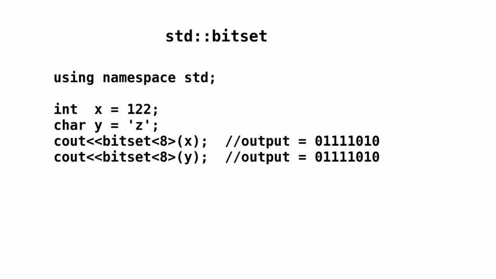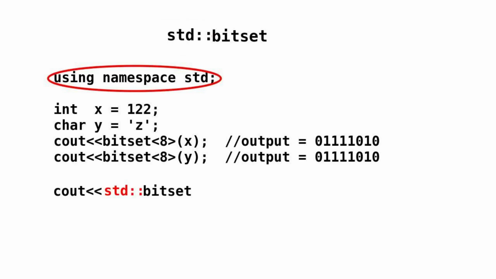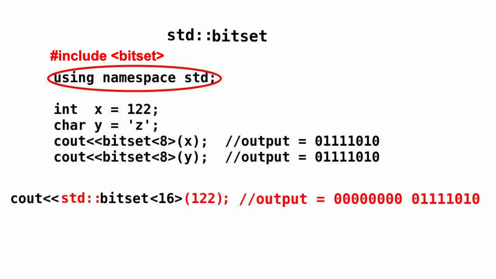Creating your Bitset object just requires you to either be using namespace std or prefix Bitset with std, and don't forget to include Bitset. Then we have to tell it how many bits we want it to hold in the angle brackets. And finally, pass the variable or literal that we want to see the bits of. And just like that, it's a lot easier than converting by hand if you need to check anything at the bit level.